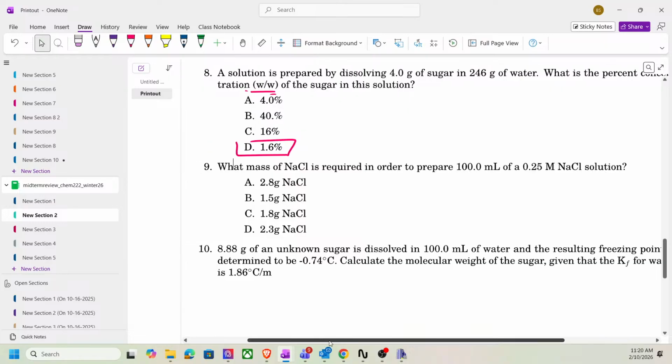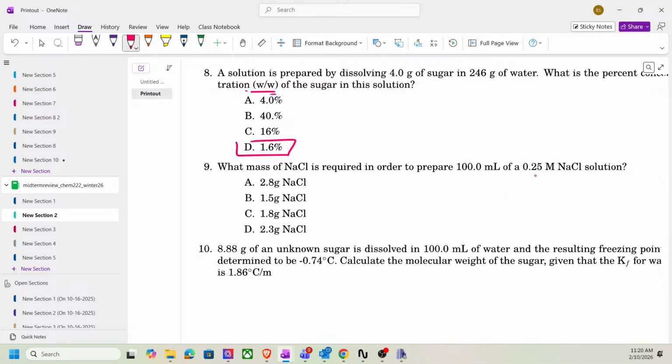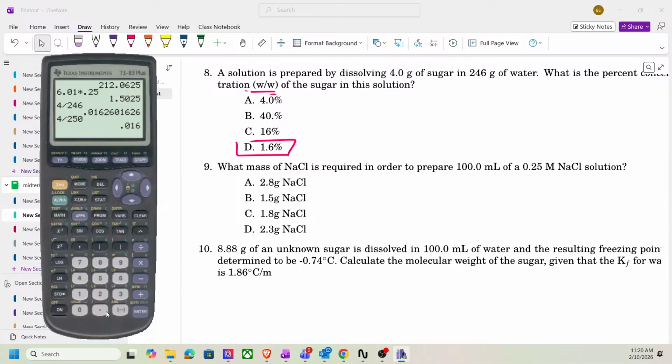And then this one wasn't too bad. We want 100 mL of a 0.25 molar solution. So we take our molarity, 0.25, multiply it by our liters, 0.1. So that's our moles, and then multiply it by our mass. I'm kind of estimating, and I think I'm probably off. So do we get D for this one, or did I mess up somewhere?